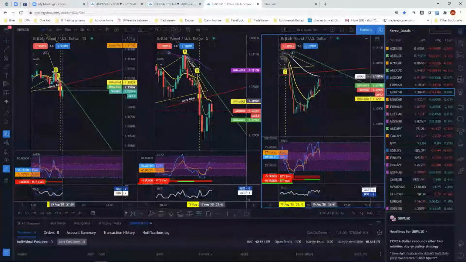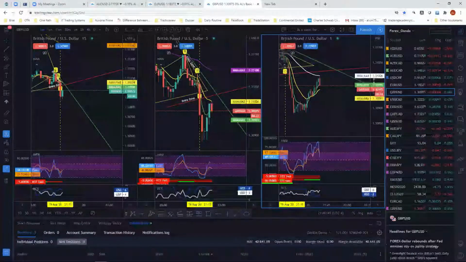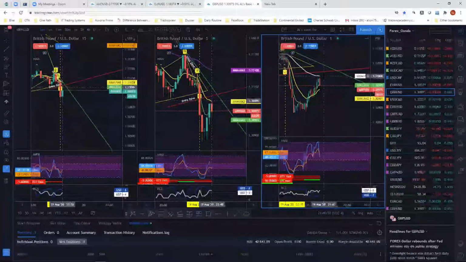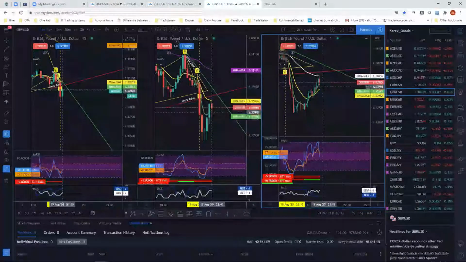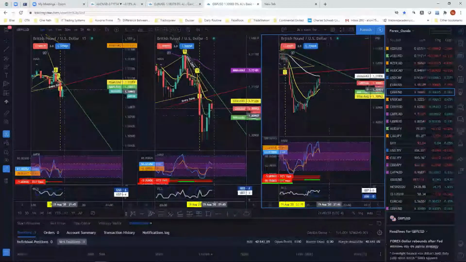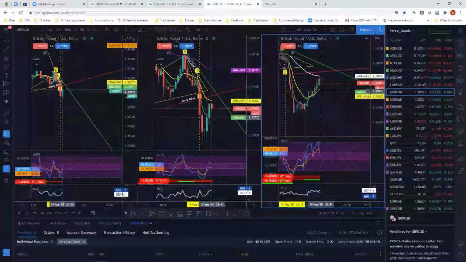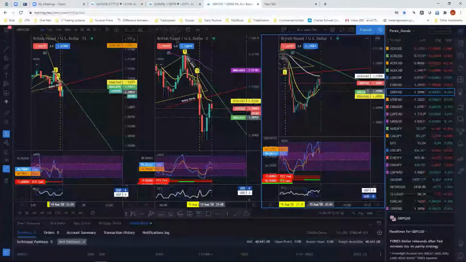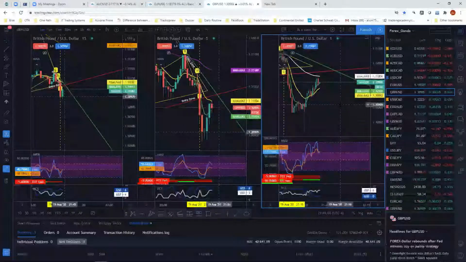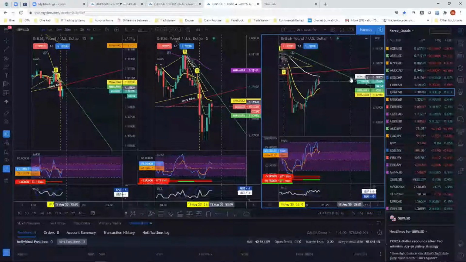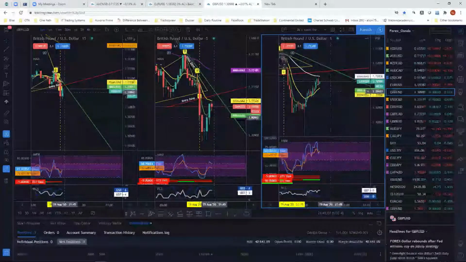Came up and retested this white area, the white 62. This is an exponential 62. The green is the exponential 5 moving average, and the yellow is an exponential 13. I like seeing, if it's going short, I want to see the green leading the pack: green, yellow, white.